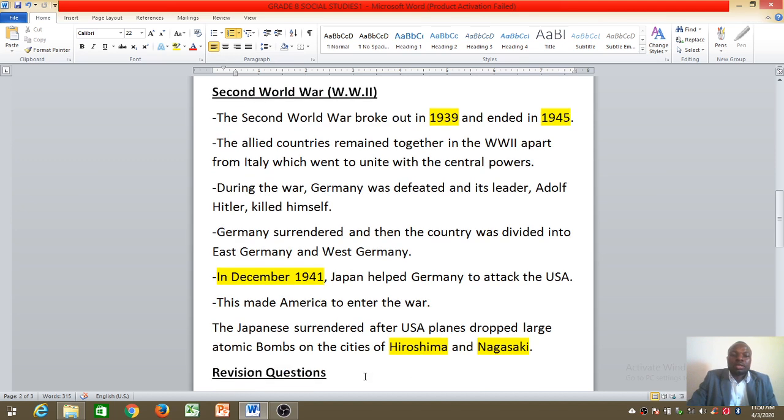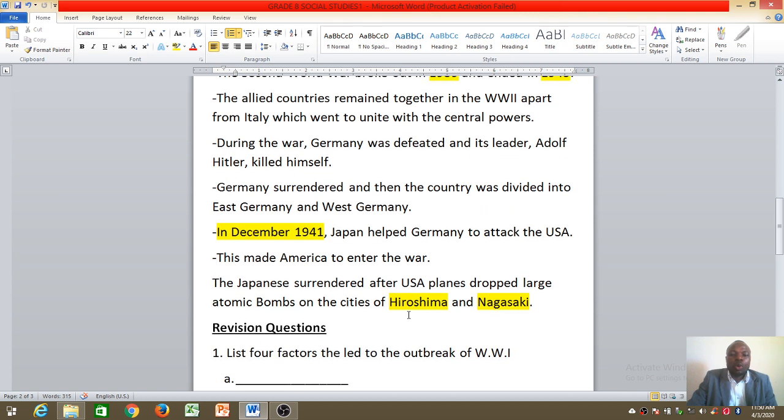And so the Japanese surrendered after the USA planes dropped large atomic bombs on their cities of Hiroshima and Nagasaki. Two major cities were bombed by the US bombs. They were large bombs. They dropped one on the city of Hiroshima that killed very many people, another one on the city of Nagasaki that also killed very many people.